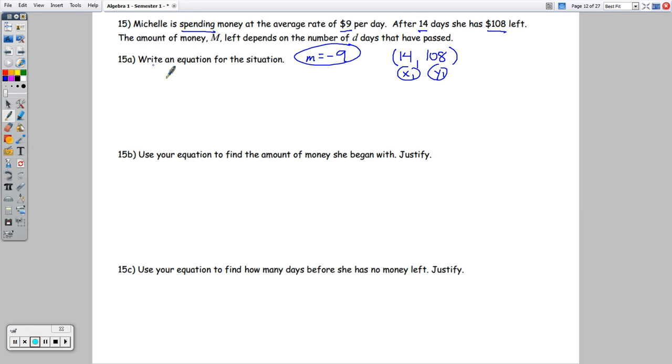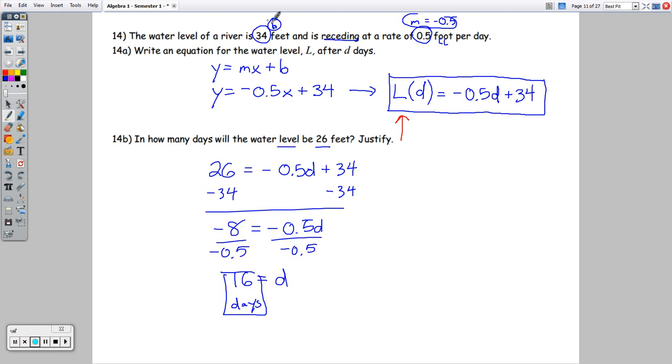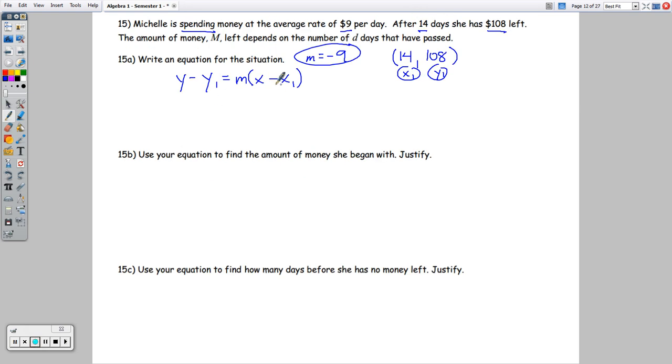The amount of money, M, depends on the number of days, D, that have passed. So let's write an equation for this situation. Now we definitely want to use point slope form. So Y minus Y1 equals M times X minus X1. Point slope is necessary here because we're not starting at 0. Back here, we were starting at day 0, so we could just use slope-intercept there.